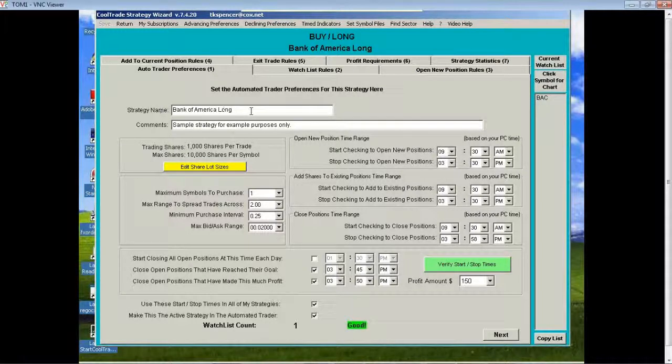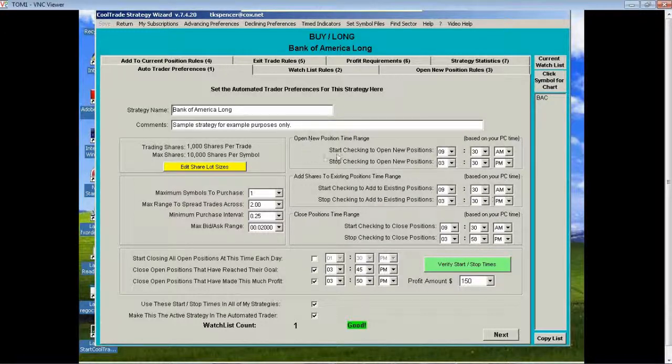So up here, we've got the first column. It tells you what strategy you're looking at. So this one is a Bank of America long strategy. Then over to the right here, we have our times. So depending on what time zone you're in, you're going to want to make sure that your times match up with the market hours if you're trading here in the U.S. So if you're on the East Coast, you're going to want to start trading at 9:30 a.m. and you're going to stop trading at 3:58 p.m.